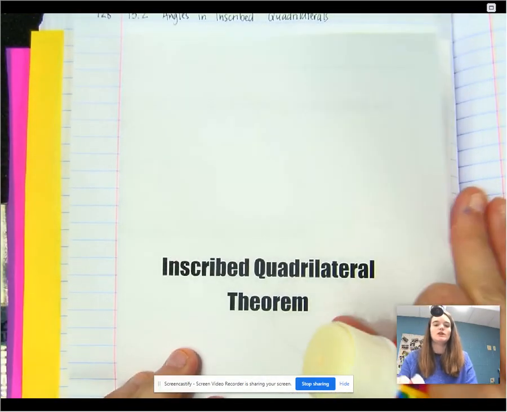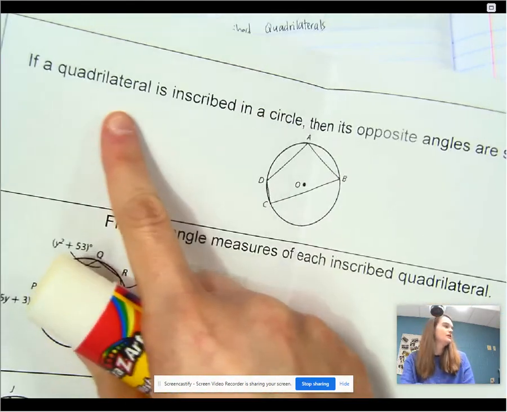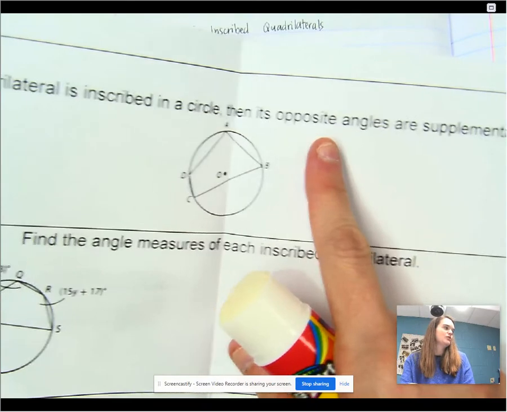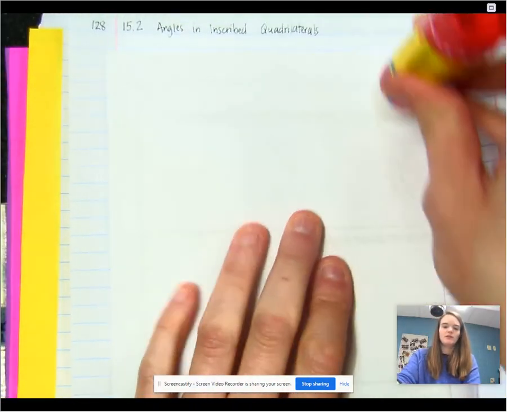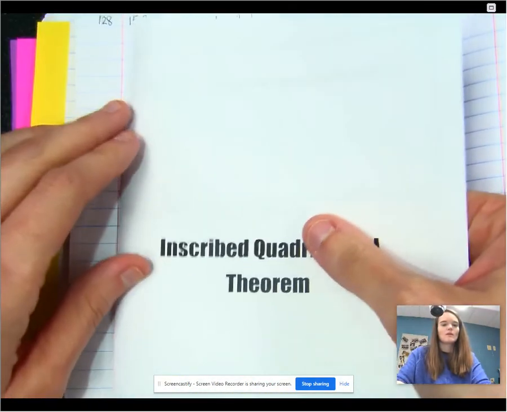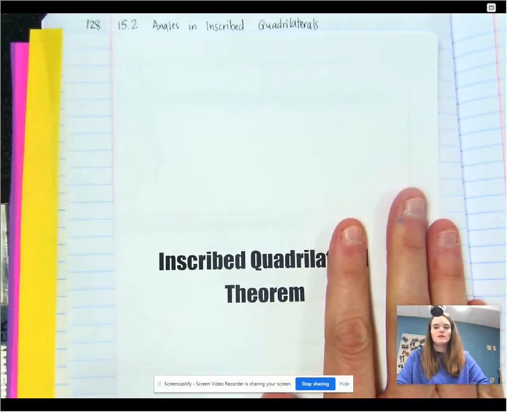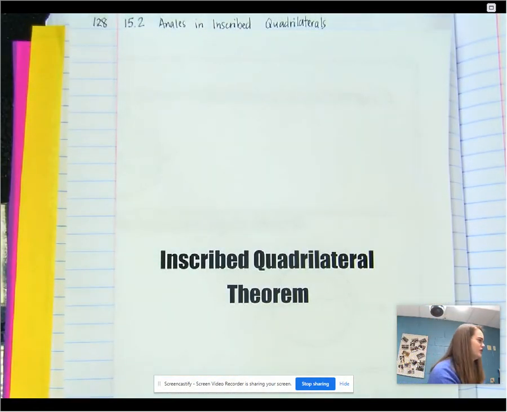I have a notebook test this week. This is what it's asking when it says, what is that theorem? If a quadrilateral is inscribed in a circle, then its opposite angles are supplementary. That will be on your notebook test. There you go. So that's on 128. Let's get started on the inside.